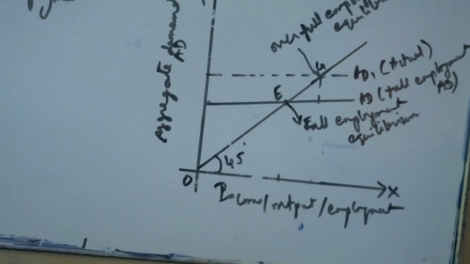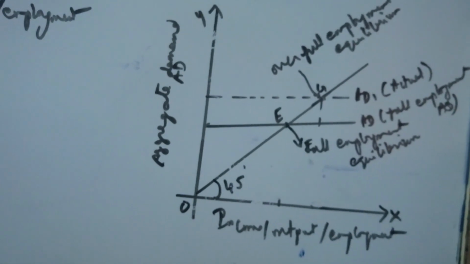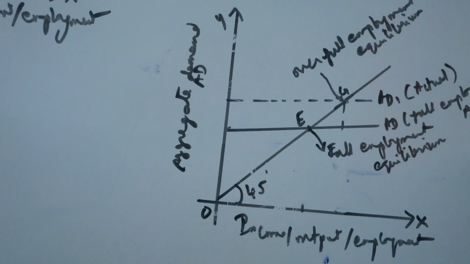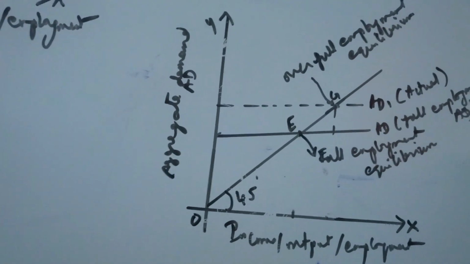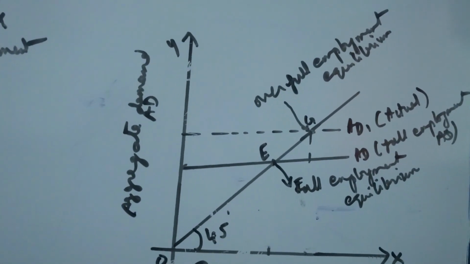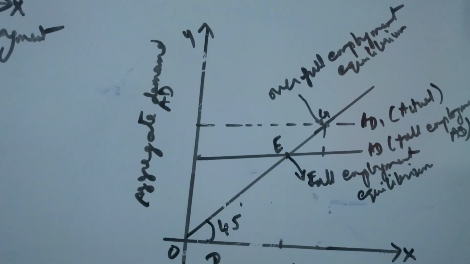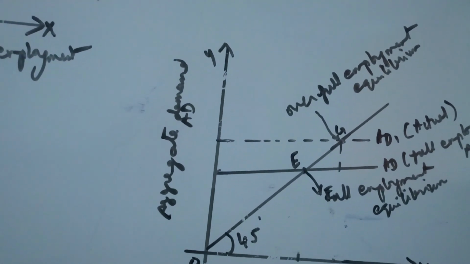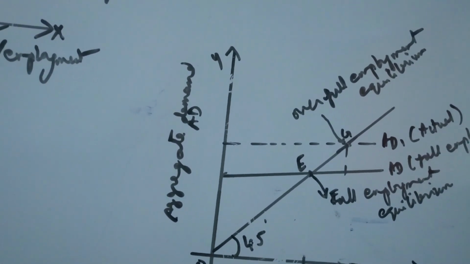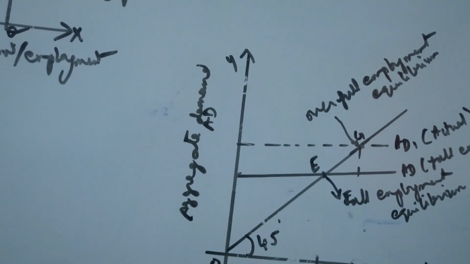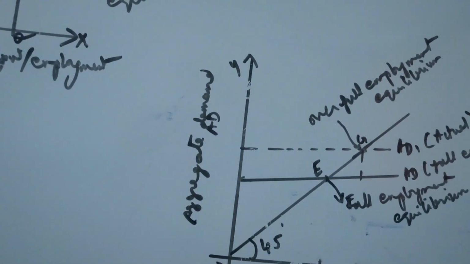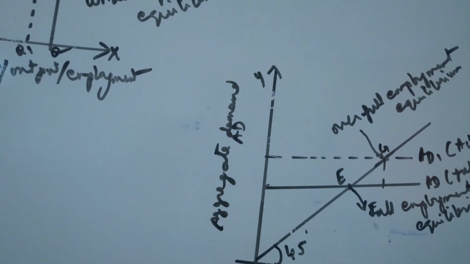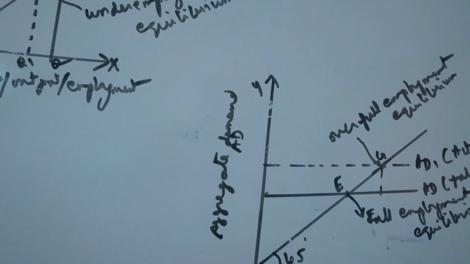Now let's see the next one, over full employment equilibrium. When AD is equal to AS beyond the full employment level, you can see the full employment level represented by AD. Then AD1 lies above AD. The AD1 is actual. So at point G you find over full employment equilibrium. So higher than full employment level.